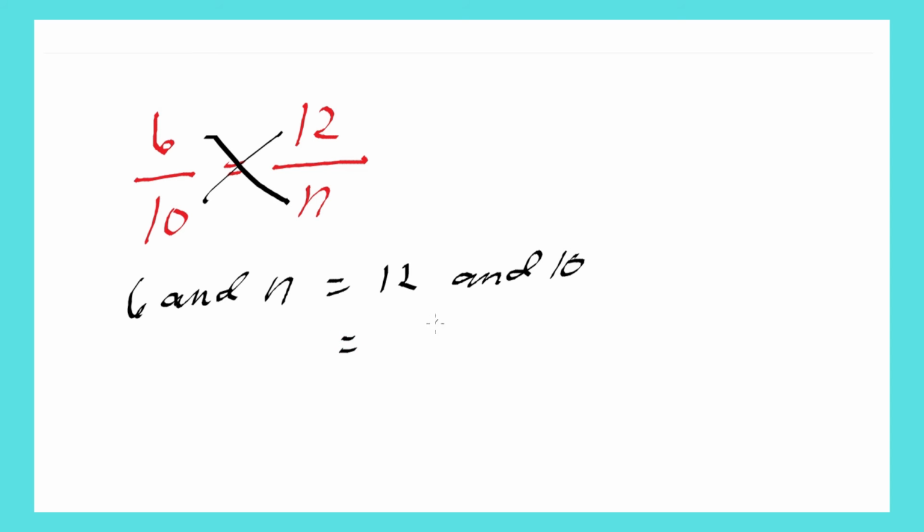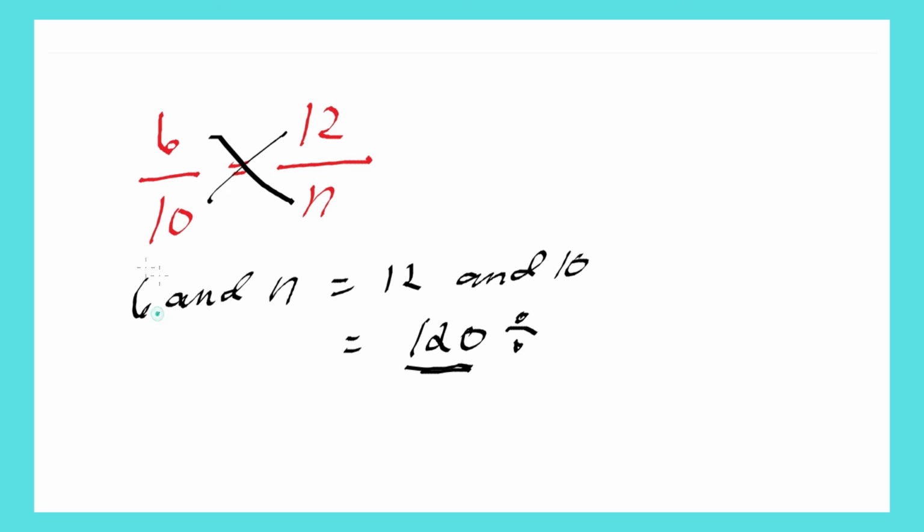And then you are going to divide whatever product that is by the partner of n. So in this case, the partner of n is 6. So you are going to divide 120 by 6. What is the answer? Very good. We got 20. So our n here is 20.